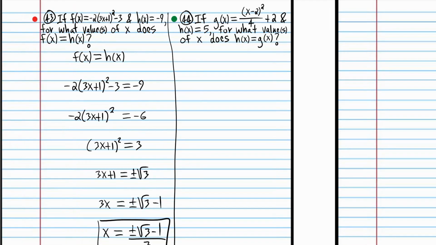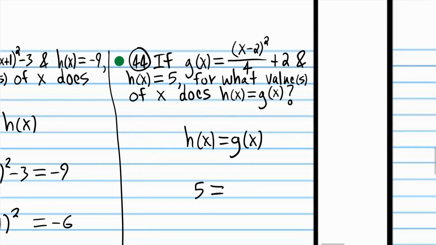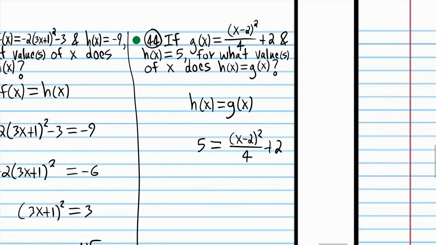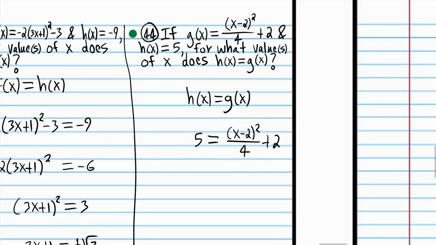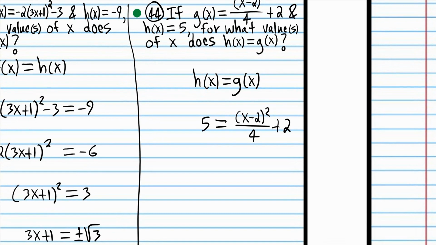Alright, we're back. So we want h of x to be equal to g of x. h of x is 5, and g of x is (x minus 2) squared over 4 plus 2. So in order for h of x to be equal to g of x, we have to find an x value that will make that true. So we just have to isolate the square.